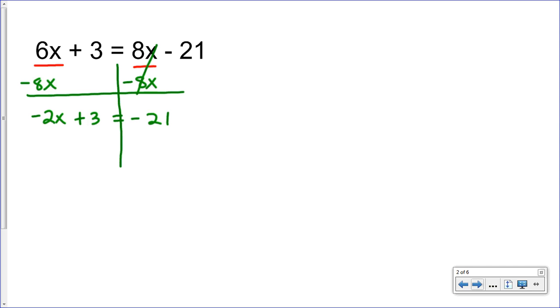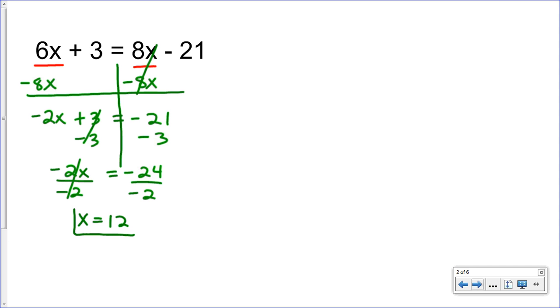Then I have a normal two-step equation here. So I want to do the inverse of adding 3, which would be subtracting 3. And that's negative 24. And then divide both sides by negative 2. And I get positive 12.